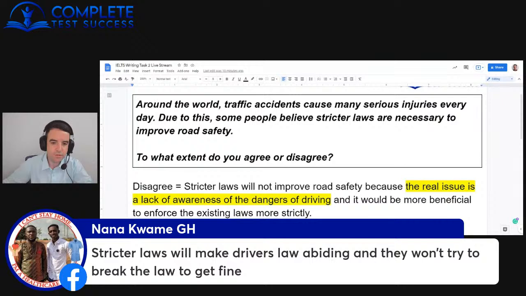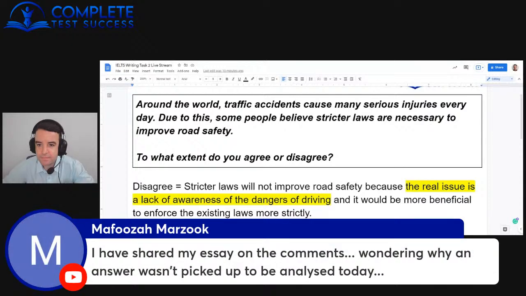Stricter laws will make drivers law-abiding and they won't try to break the law and get the fine. Okay, but that's the desired outcome. How do stricter laws create that outcome?